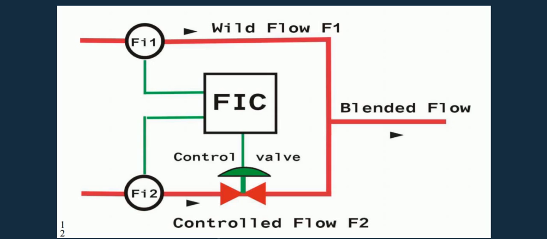As the two streams prepare to form the blended flow, the flow indicators, FI1 and FI2, read the flow rates and compare the ratio of them to a set value that is desired. If the ratio is not correct, the FIC controller adjusts the setting of the control valve to change the flow rate of the bottom stream until the desired ratio is met.